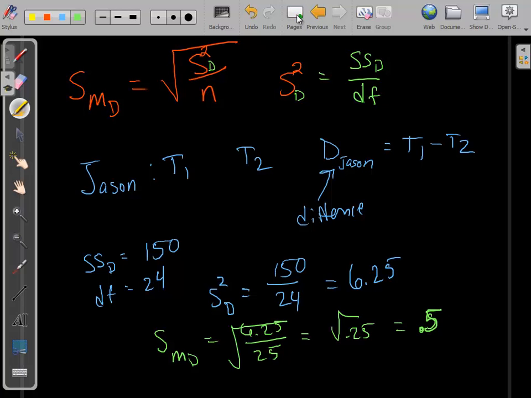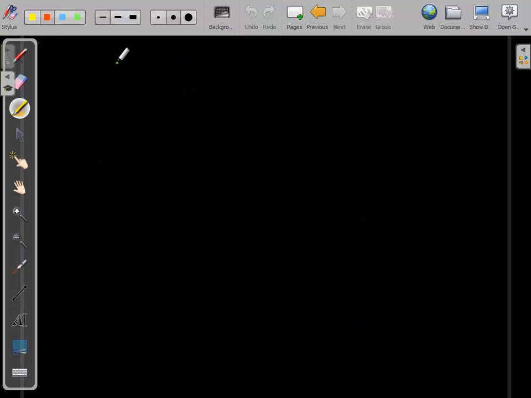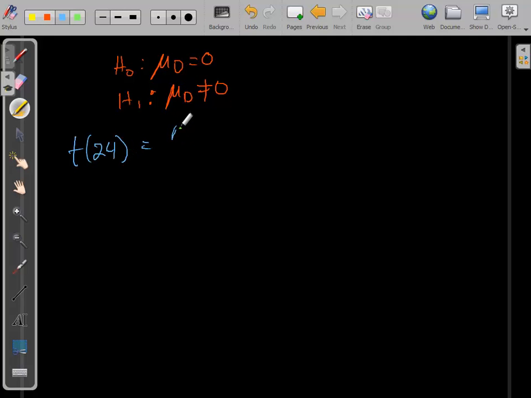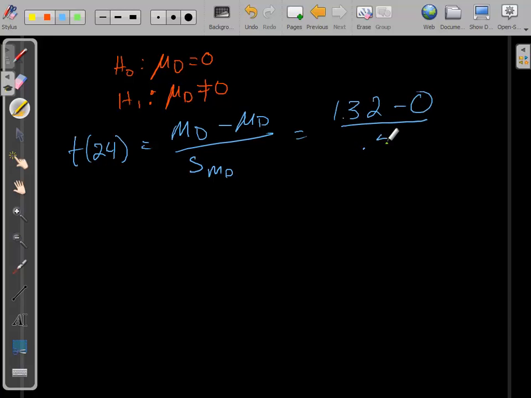Okay, so let's run through this computation. Start to finish, our hypothesis starting out is that the mean difference is 0. Our alternative hypothesis is that the mean difference is actually not 0. We have our t for 24 degrees of freedom, which is going to be the mean difference minus the hypothesized difference divided by the standard error. So in our case it's 1.32 minus 0 over 0.5. In other words, you get a t statistic of 2.64. So our t of 24 degrees of freedom is 2.64. This is our test value.